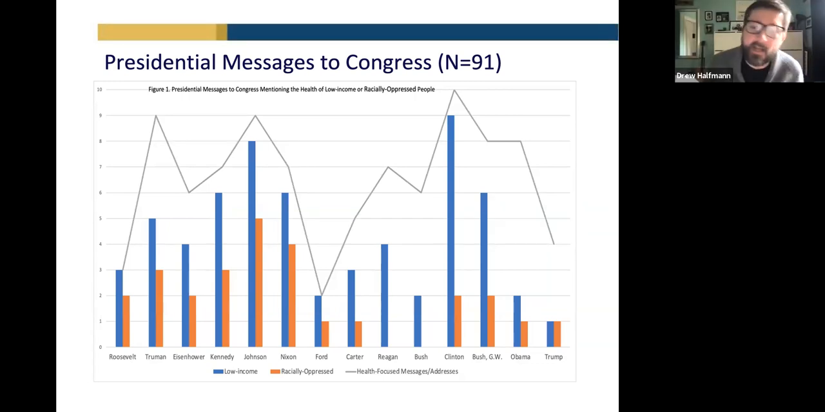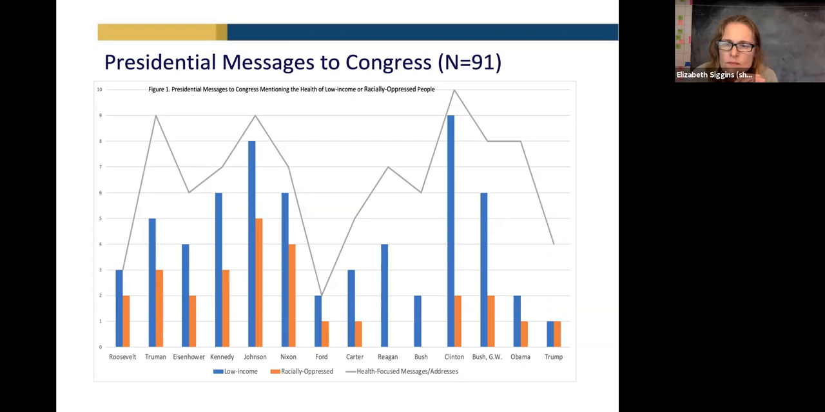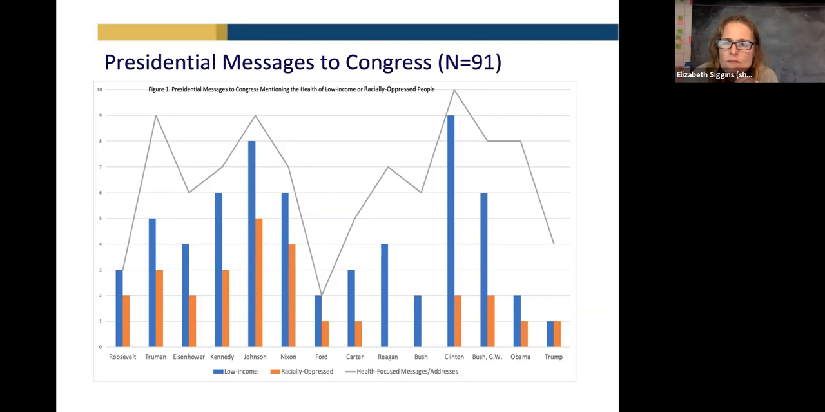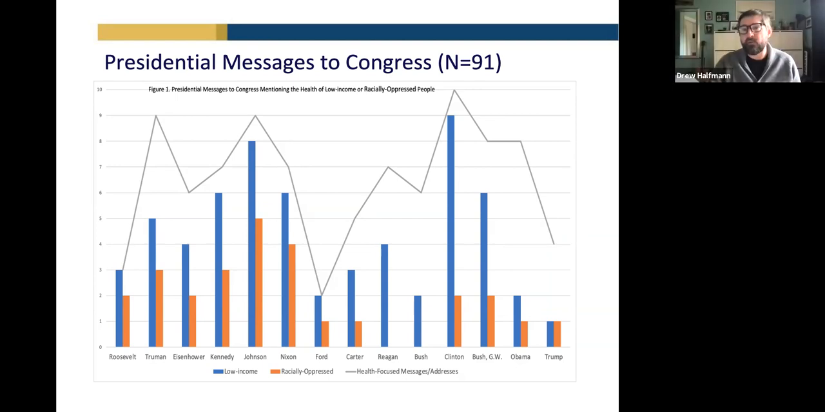Good question. Yes, they always talked about policy, both in the State of the Union addresses and in the messages to Congress. In the messages to Congress, they would go into more detail about the policy that they were proposing. So yes, they would do so. I'm sorry, I forgot the second part of your question. You were wondering if that would change.